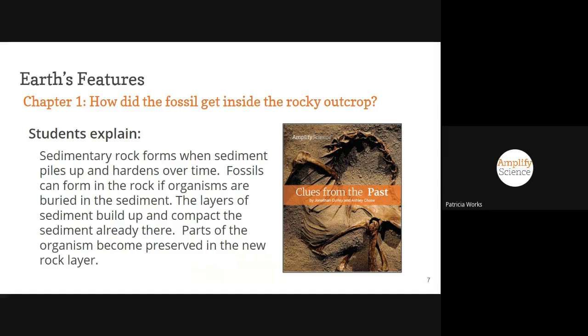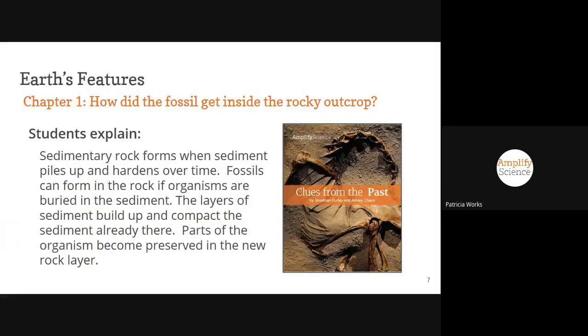Key evidence sources in this chapter include discussing initial ideas about rocks and fossils, getting more evidence from reading clues from the past, and observing fossils. At the end of Chapter 1, students return and apply these ideas to the anchor phenomenon. They explain that the fossil is the preserved remains of an organism that lived a long time ago. The fossil formed when the organism died and sediment sank through the water and completely covered its body.